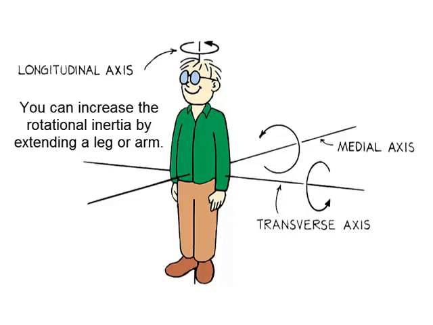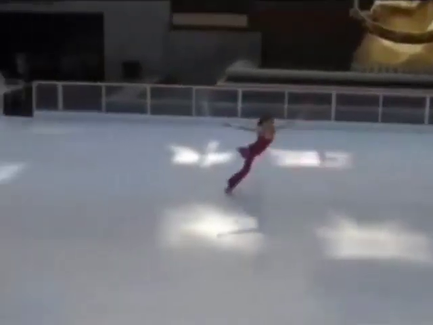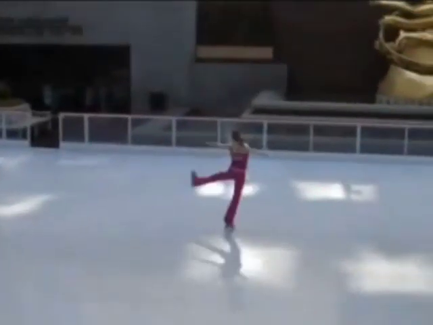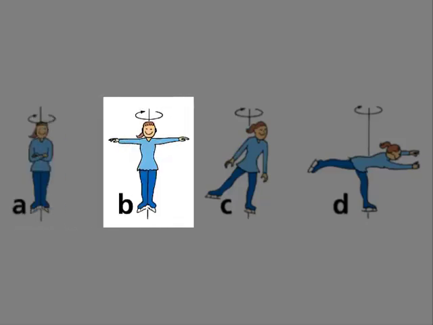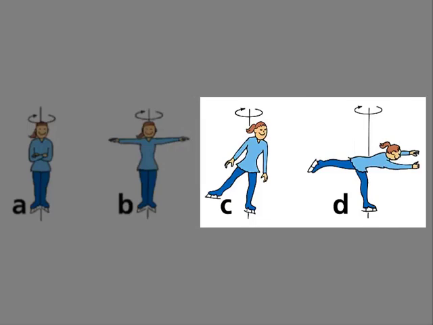Rotational inertia is increased by simply extending a leg or the arm. An ice skater rotates around her longitudinal axis when going into a spin. In A, the skater has the least amount of rotational inertia when her arms are tucked in. In B, the rotational inertia when both arms are extended is about 3 times more than in the tucked position. In C and D, with your legs and arms extended, you can vary your spin rate by as much as 6 times.